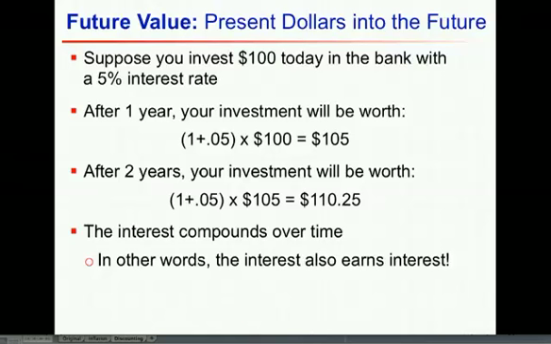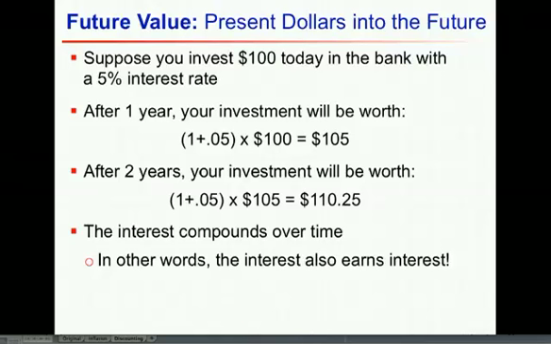So suppose you invest $100 today in the bank and you have a 5% interest rate. Well, then after 1 year, your investment will be worth $100, but you get an additional 5%, which is $5. So do the math: it's 1 plus 0.05 times $100, or $105. After 1 year, you get $105. After 2 years, that $105 would get another 5%. So now it's 1 plus 0.05 times 105, which comes out to 110.25.